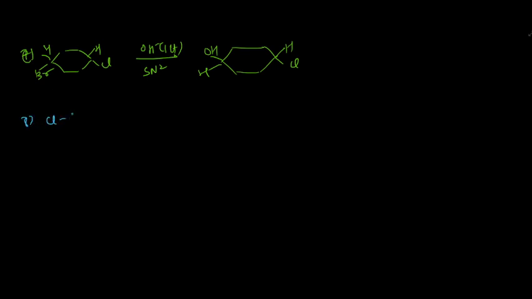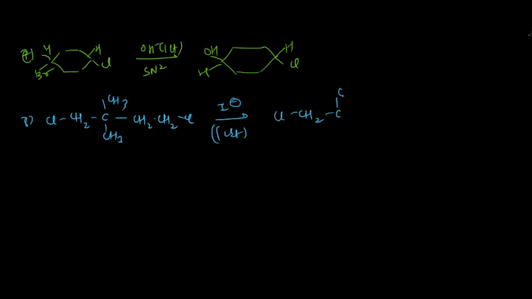Next, we have Cl, CH2, C, CH3, CH3, then CH2, CH2 and Cl. So I minus, which is 1 equivalent. So where is it going to react? It is the SN2 reaction, but the bulkiness on the right hand side is less and on the left hand side it is more. So the right hand side chlorine will be replaced, giving CH3 and CH2, CH2, then I. The next question.